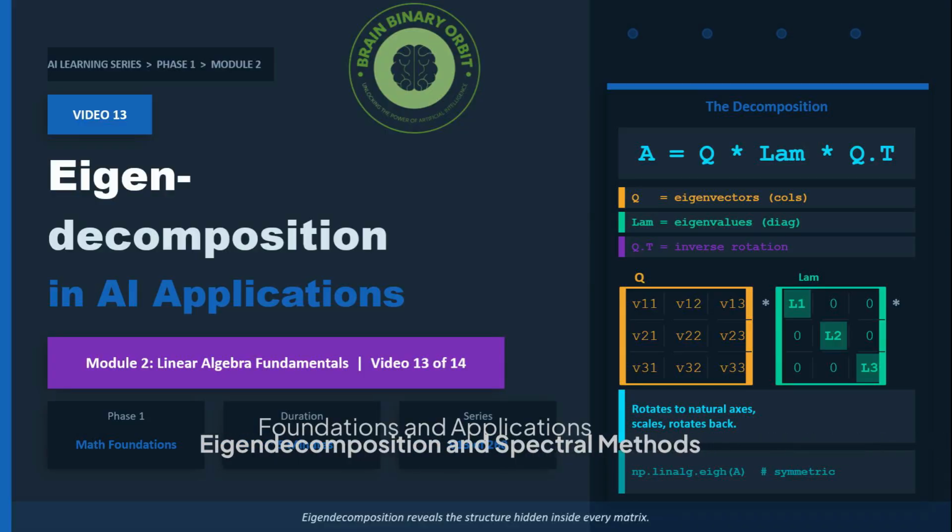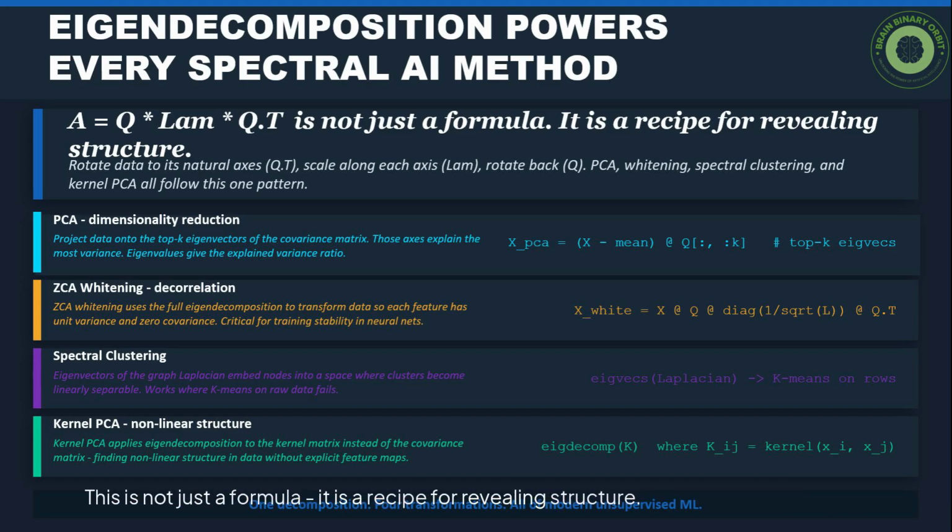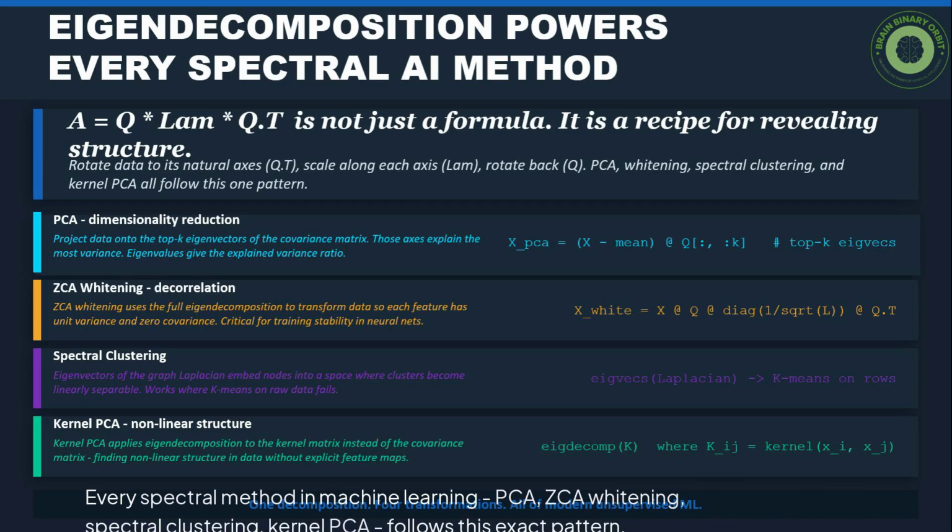A equals Q times lam times Q-transpose. This is not just a formula, it is a recipe for revealing structure. Q-transpose rotates your data to its natural axes. Lam scales each axis by its eigenvalue. Q rotates back. Every spectral method in machine learning, PCA, ZCA whitening, spectral clustering, kernel PCA, follows this exact pattern.